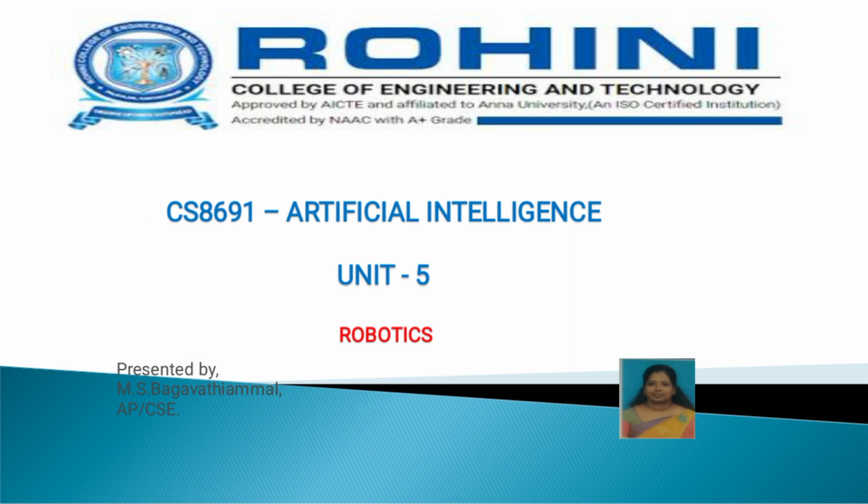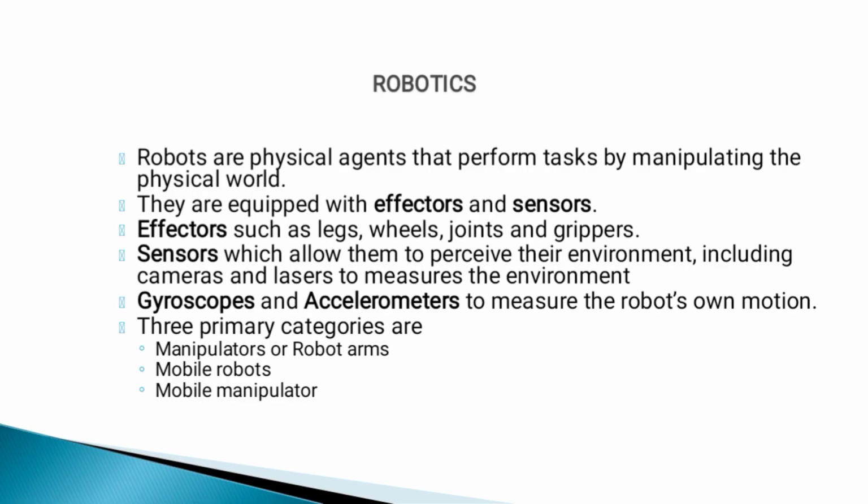In Unit 5, we are going to discuss the topic of robotics. Robots are physical agents that perform tasks by manipulating the physical world. To do so, they are equipped with effectors, such as legs, wheels, joints, and grippers.